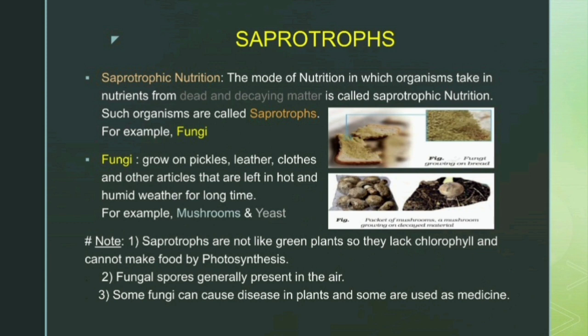Note: saprotrophs are not green plants, so they lack chlorophyll and cannot make food by photosynthesis. Fungal spores are generally present in the air. Some fungi can cause disease in plants and some are used as medicine. So there are many types of uses of saprotrophs.